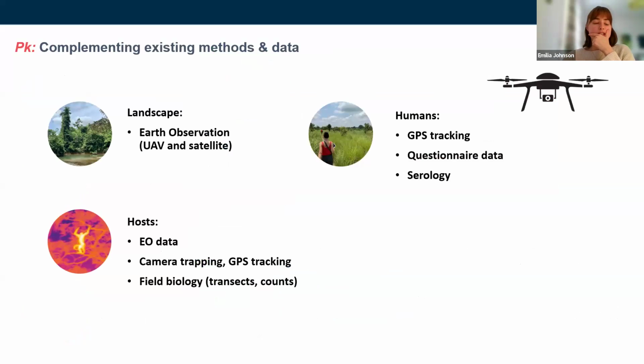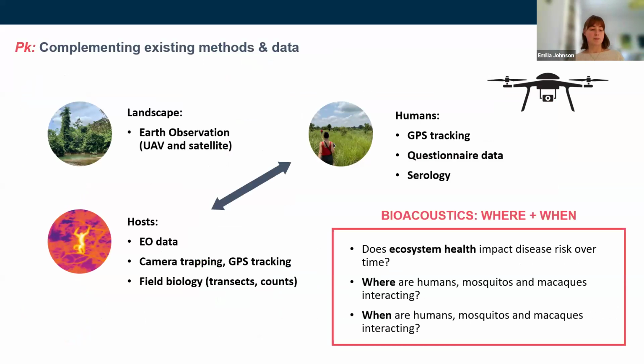And these are the methods that we're using so far. Earth observation for the landscape, GPS tracking, and public health serology. And for the macaques, Earth observation data, GPS tracking, and field biology. And this is a great example of where acoustic monitoring can address a gap. So starting to think about, does ecosystem health impact disease risk? Where are humans, mosquitoes, and macaques interacting? And when are humans, mosquitoes, and macaques interacting?